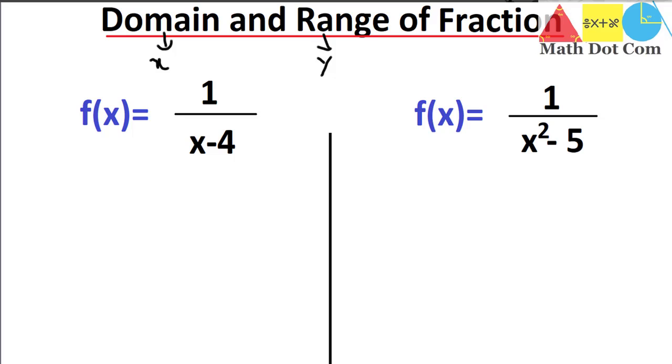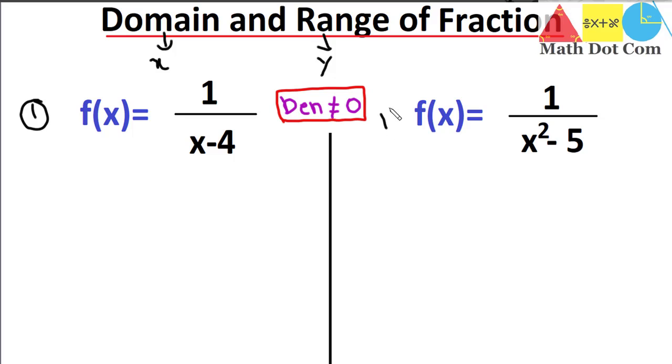So here we have two functions. They have a denominator in them. These are fractions actually. So the condition that is required for finding the domain and range of both of these functions is that the denominator should not be equal to 0. This condition is applicable for all the functions having a denominator, or for all fractions.